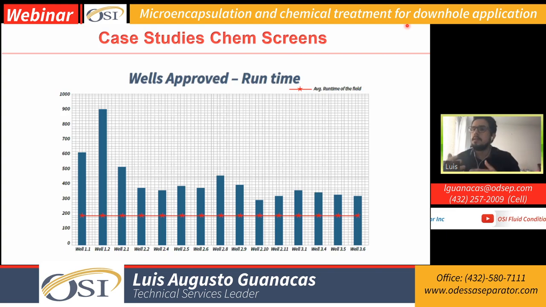We can analyze the failure cases, and like we always do, when we have a fail, we do our pulling report, we analyze the factors, and we come up with a conclusion. This graphic specifically is summarizing the results from the proof wells. The red line in the middle identifies the average runtime of the field, which is around 200 days.